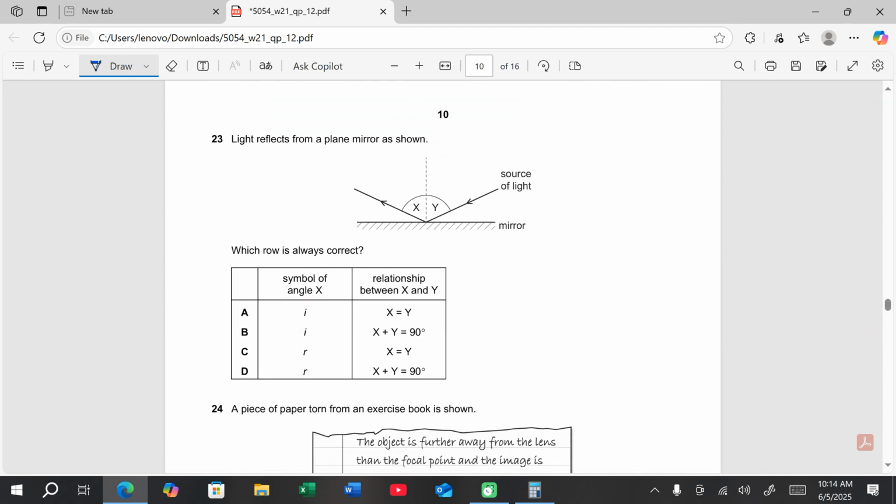Light reflects from the plane mirror as shown. Which row is always correct? Since this Y has to be incident, R has to be this. So this should be R and X should be equal to Y, because angle of incidence should be equal to angle of reflection.